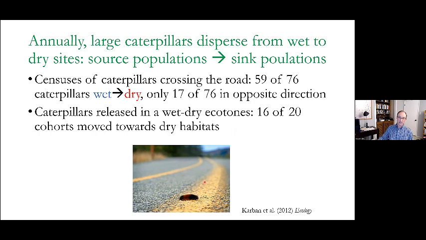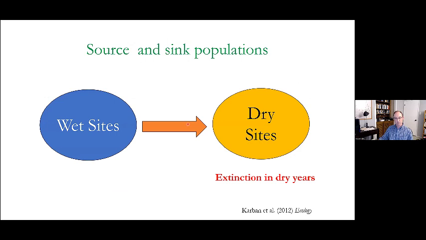So there seems to be this movement going on from the wet locations that have more caterpillars and more persistent populations to the dry sites. So it seems to be a source to sink movement. And that's how we've characterized it, as a source sink system with extinction of our sinks occurring in some dry years. And that seems to hold for the system.